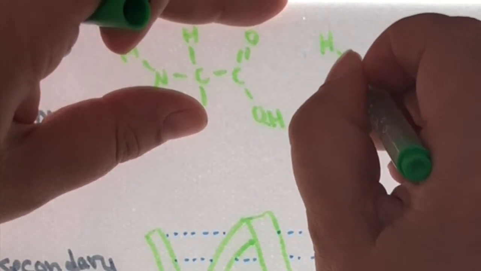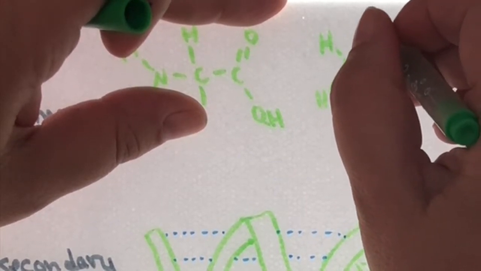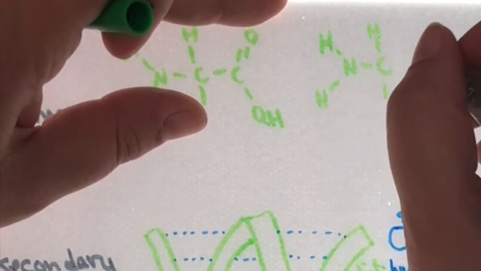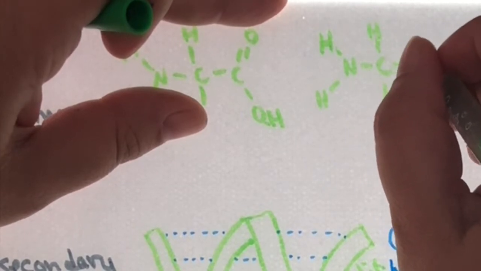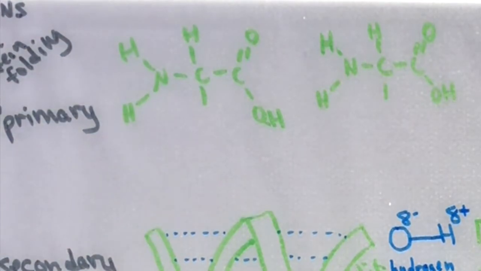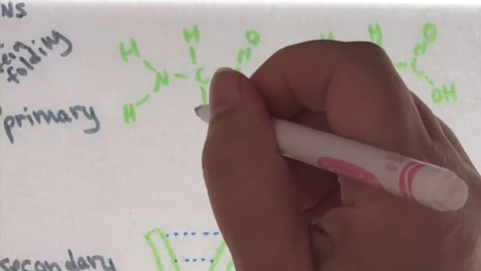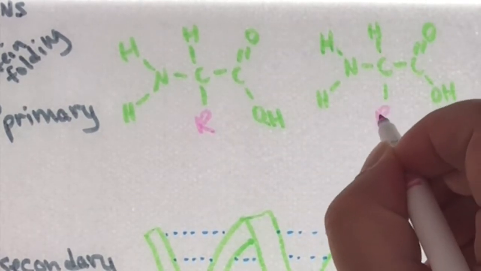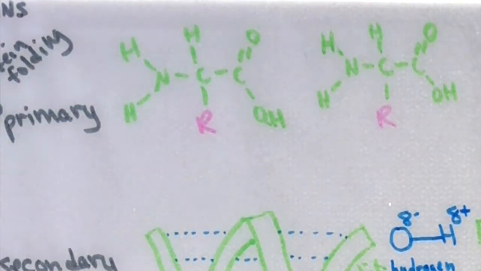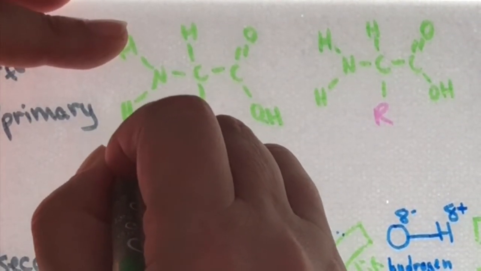I'm going to go ahead and draw two of them for good measure. There's the amine end, the central carbon, and the carboxyl end. Without getting into organic chemistry too deep, we will say that carbon always has 4 bonds. As you can see, the central carbon has an attachment to an N, an H, and a C, and then it also has an attachment to an R group. The R group is variable, and we will be discussing it later.